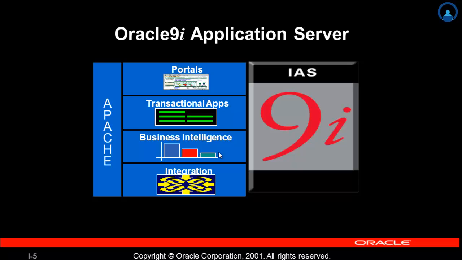Oracle 9i Application Server is the only application server to include services for all the different server applications. You will want to run Oracle 9i AS as you can run your portals or websites, Java transactional applications, business intelligence applications. It also provides integration between users, applications, data throughout your organization.